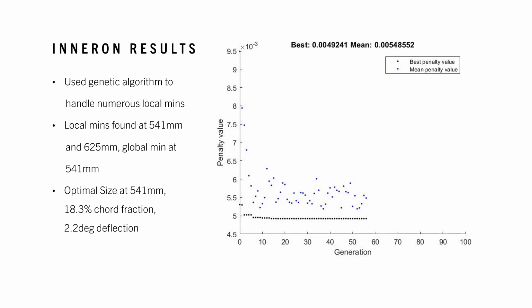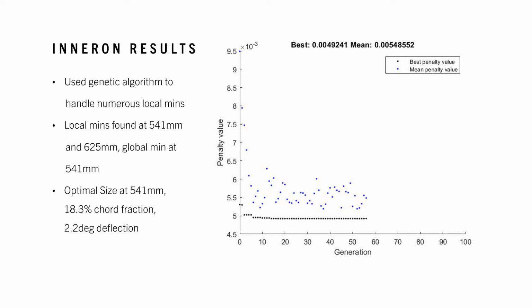So here are the results for the inneron optimization. And on the right, I have the generation plot for the genetic algorithm. It found the non-dimensional drag is minimized at roughly 0.0049, and it found it within 50 or so generations, which only takes a few seconds for it to do.